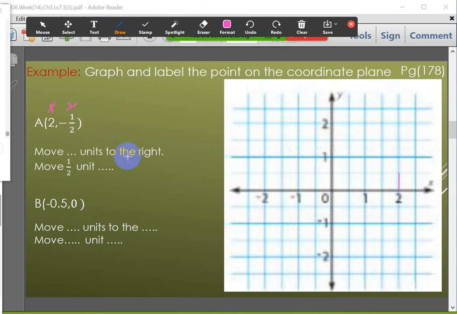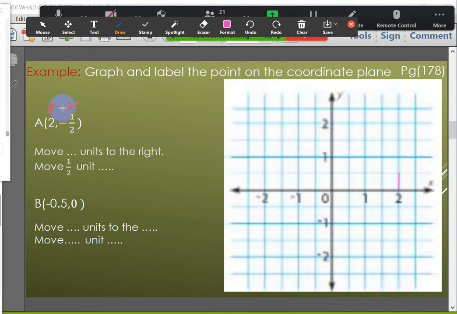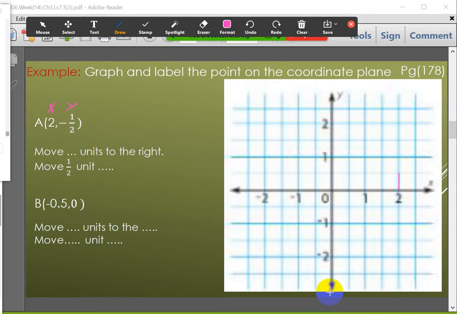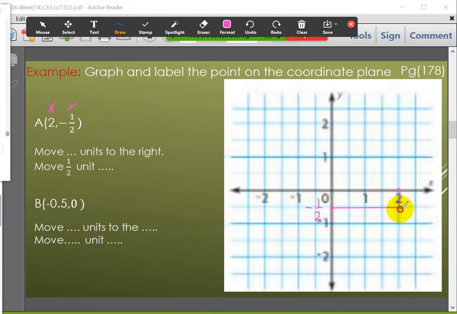-1/2. Between what and what, Lena? -1/2, that means down between 0 and -1. This is the half, right? This is -1/2 here, and this is 2. What I have to do, I have to take a line from here and a line down from here. Okay, so what is the point? This is point A.